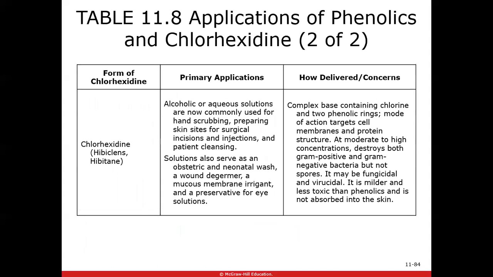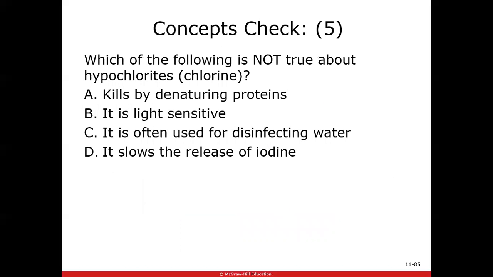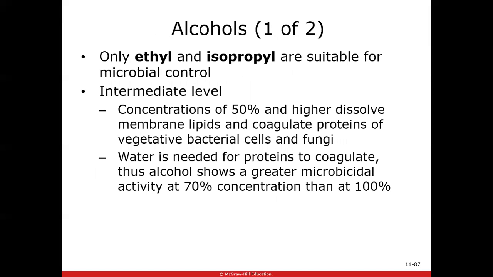All right, so like I said, we're just going to go through some of these kind of quickly. Okay, alcohols. Only ethyl and isopropyl alcohol are suitable for microbial control. So they're intermediate level, and concentrations of 50% and higher dissolve membrane lipids and coagulate proteins of vegetative bacteria and fungi. Water is needed for proteins to coagulate.